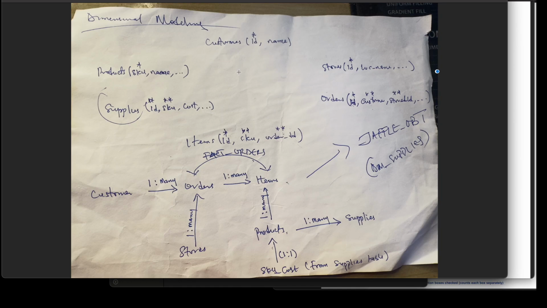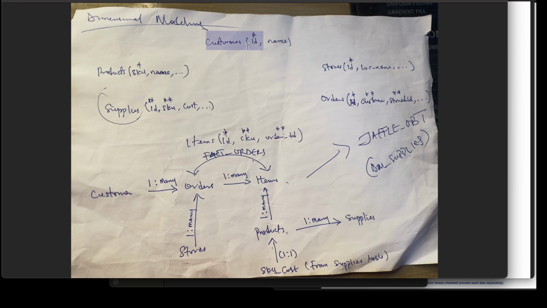connect together. So we typically have, I think, 4 dimensions and one fact. So customers, we have dim customers, we have dim products, we have dim stores, we have dim supplies. That's 4 dimensions already. Then we have orders and items. These orders and items are the ones that will connect together to form the fact orders table, right? So having to simplify from the base tables.